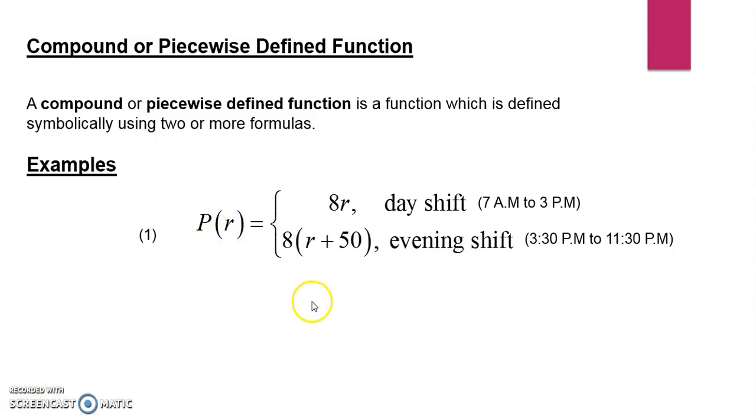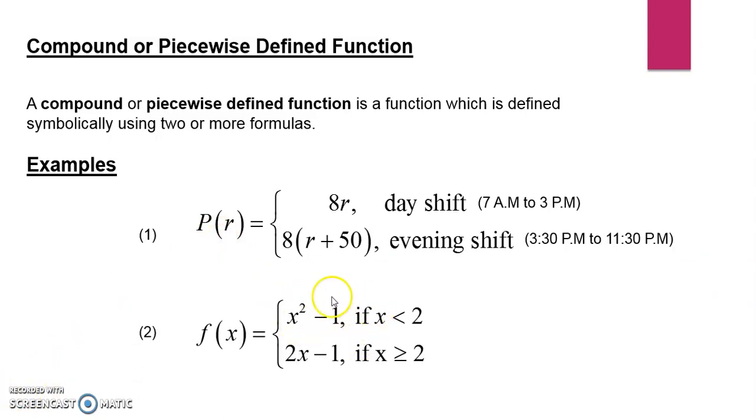Let's take another example of a compound function. F of x represents a compound function which is the combination of two functions, that is x square minus 1 under this condition when x is less than 2 and 2x minus 1 when x is greater than or equal to 2. Now we have to choose our function according to our input. If the value of x is less than 2, we'll be choosing this function, and if the value of x is equal to or greater than 2, we'll be choosing this function.